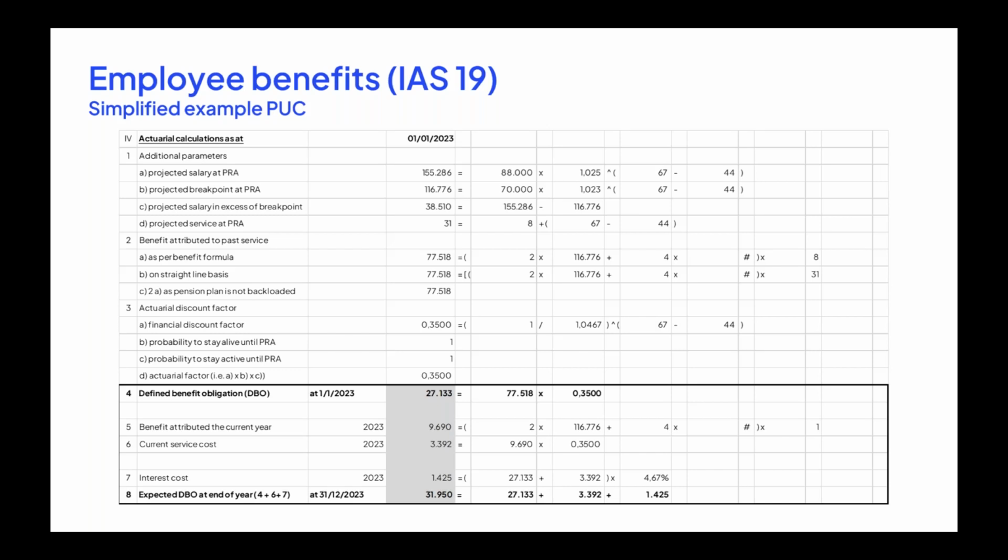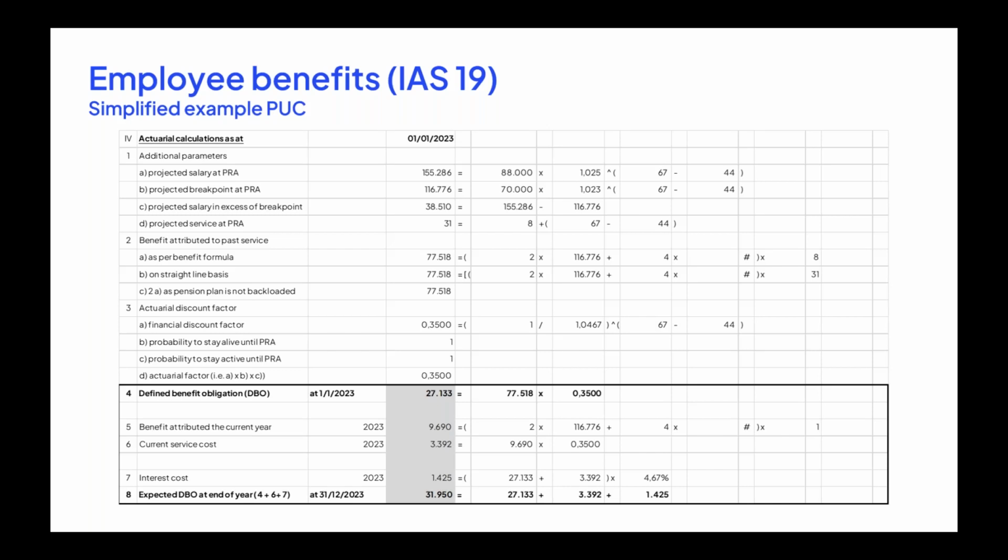So the projected payments from the breakpoint is 116,000 euro, and the projected salary is 155,000 euro. Then the difference in excess of the breakpoint is the difference between the 155 and 116, which is 38,000. And I expect to have 31 years of service in my example: 8 plus 67 retirement age minus I'm today 44.